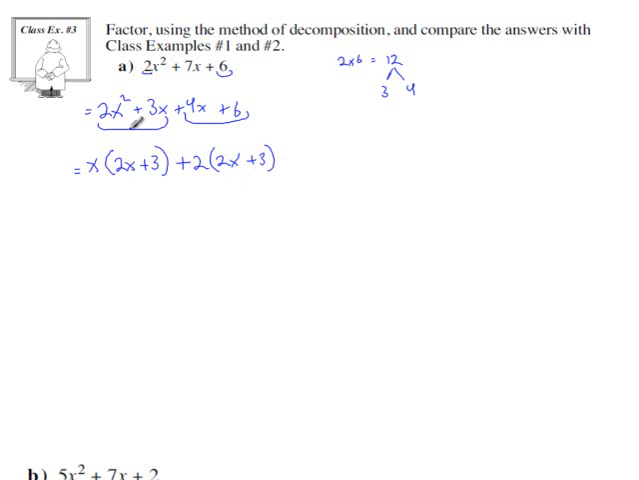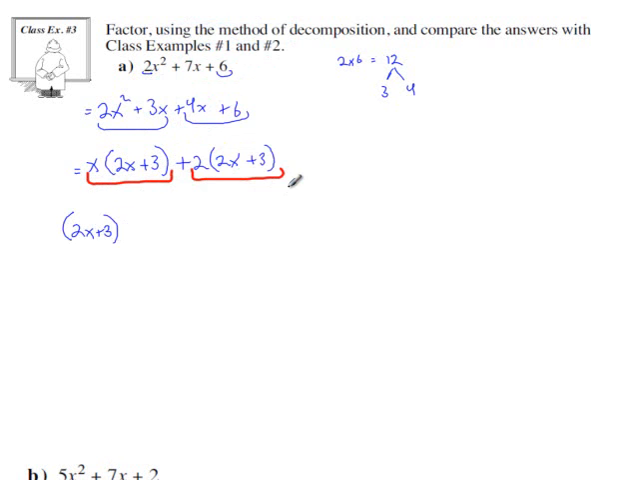So your goal is to have the two brackets contain the same thing, which we've got. Both brackets contain 2x plus 3. The reason why you want this is now you have two groups, and each group is being multiplied by 2x plus 3. So these two groups have a common factor of 2x plus 3, and you can take that common factor out. So if you take out the common factor of 2x plus 3, what have you got left?